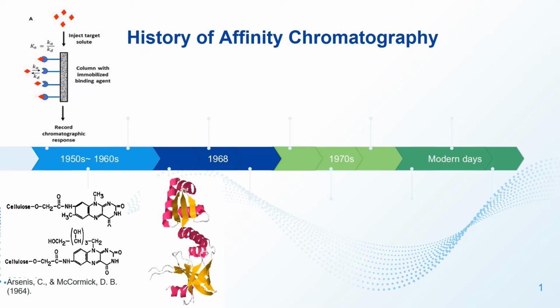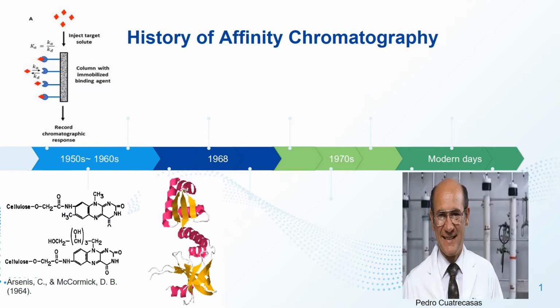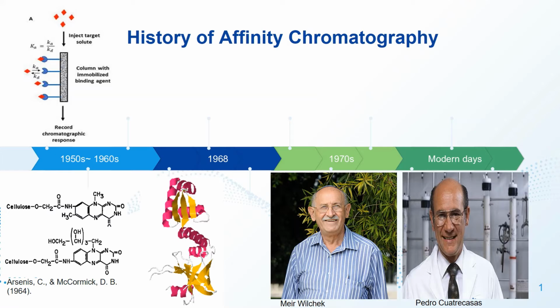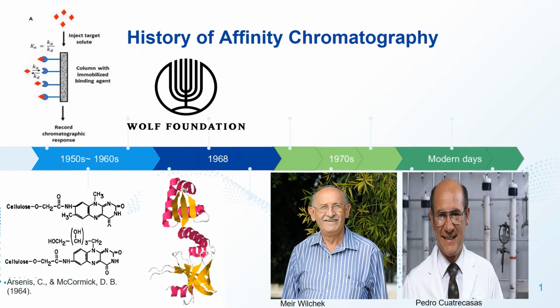In 1968, the term affinity chromatography was first used in a seminal article written by these two, Pedro Cuatrecasas and Meir Wilchek, who both later got the Wolf Prize in Medicine in 1987 for their contribution to the invention of affinity chromatography and its applications to biomedical sciences.